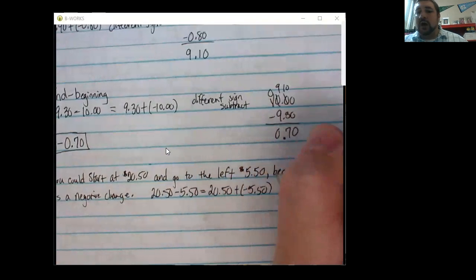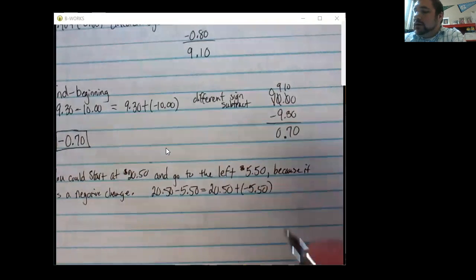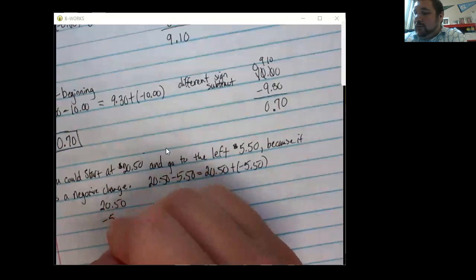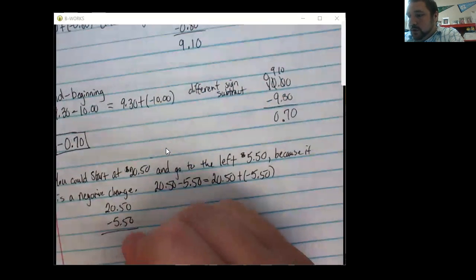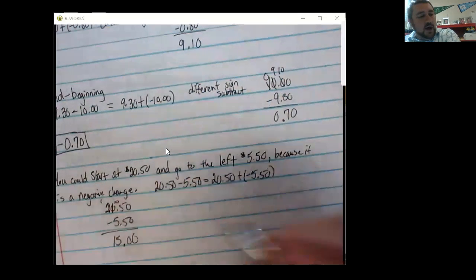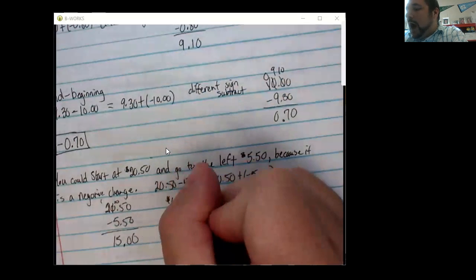So you would solve it. It wants us to solve it. $20.50 minus $5.50. And that would be $20.50 plus negative $5.50. Of course, different signs you subtract. So we work that out. 20.50 minus 5.50. Remember to line up your decimals. Bring the decimal down. Do your regrouping. So that means at the end of July, they have $15.